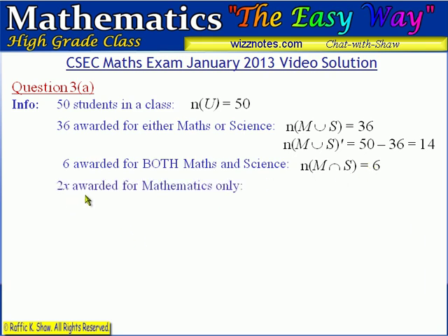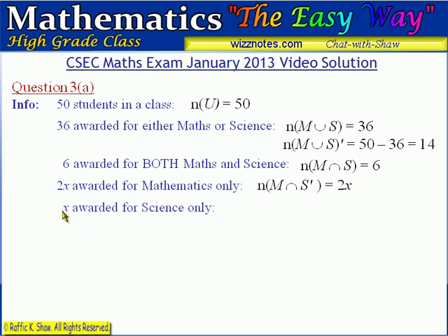Also, we are told that 2x are awarded for mathematics only. Mathematics only means those who are not awarded for science but are awarded for math, and this is represented by this set notation. The number of students in math intersect the complement of science. This is a set notation for this piece of information, and that result is 2x. The number of students in the intersection of math and the complement of science would be equal to 2x.